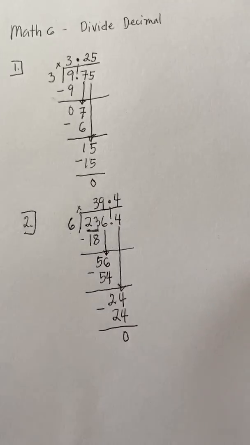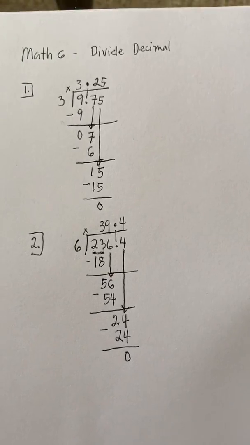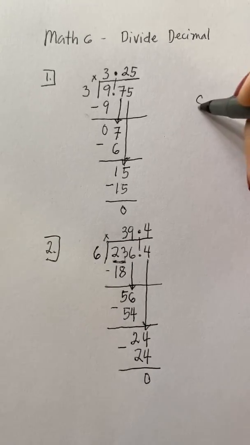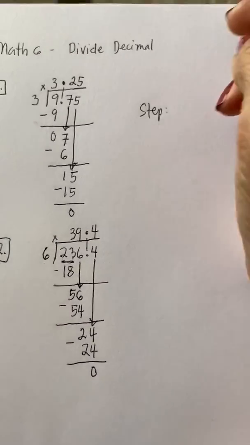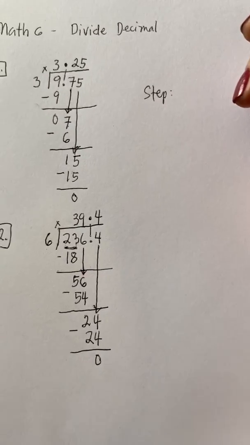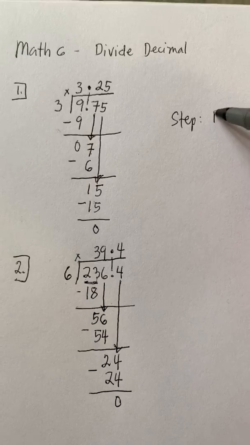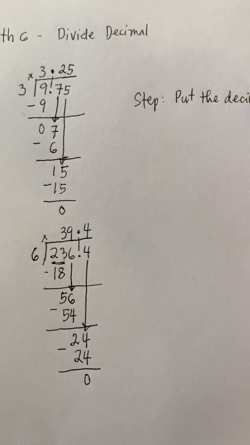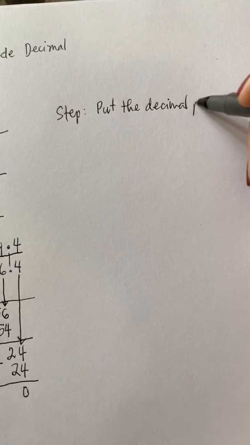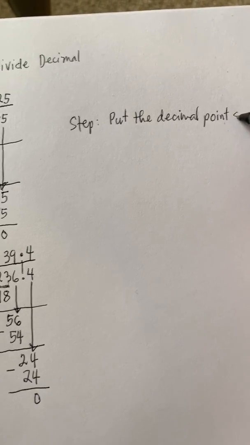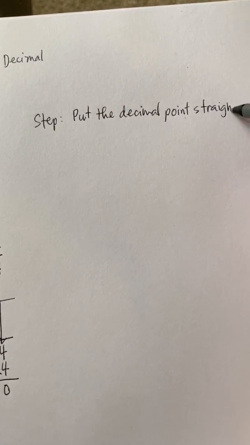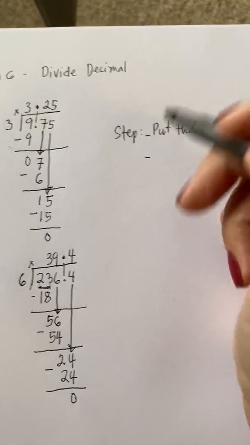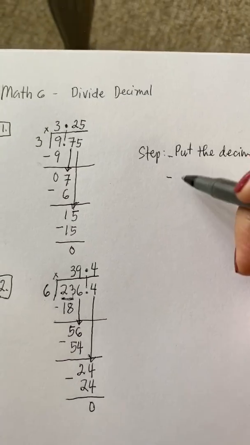So, there you go. Dividing a decimal is as easy as remembering our steps. So, our first step is to relocate or put your decimal point straight up. I'm writing it down. Point straight up. The second step is to divide one digit at a time.